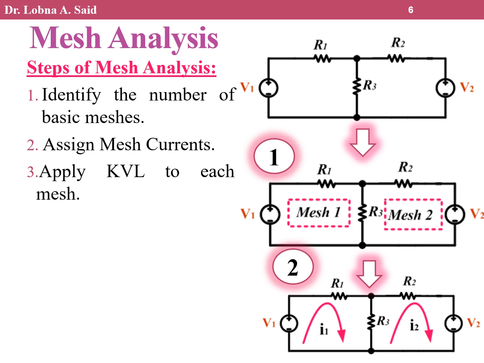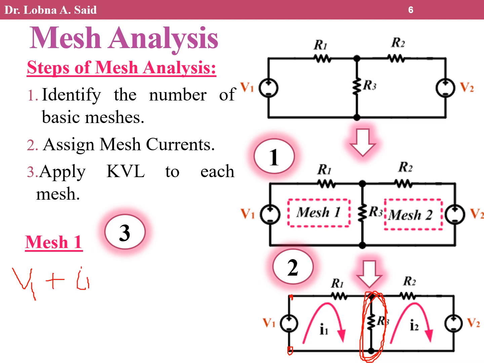As I told you, for mesh analysis we are doing KVL to find current. How do we make this KVL? We will have no problem at any elements inside the same mesh. We will have a problem at this element because it is an intermediate element between two meshes. Okay, let's do mesh 1. From here to here I have V1. From here to here I have I1 R1. This is the voltage. So this is the problem here.